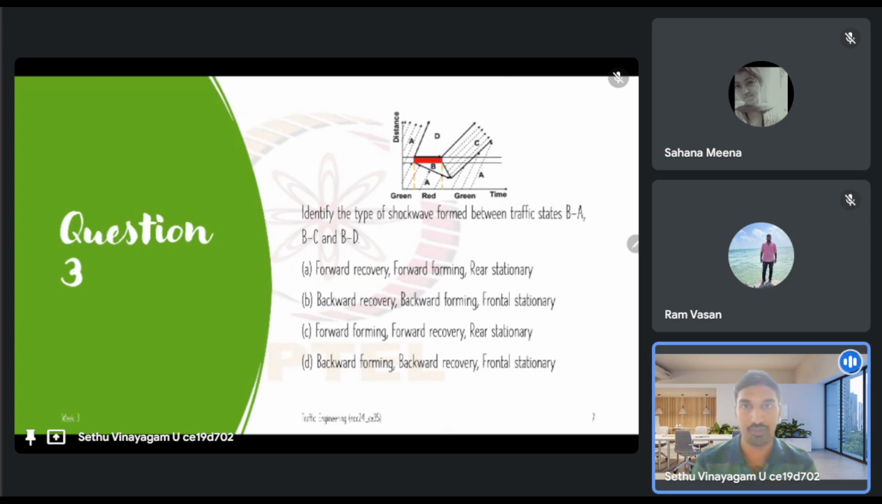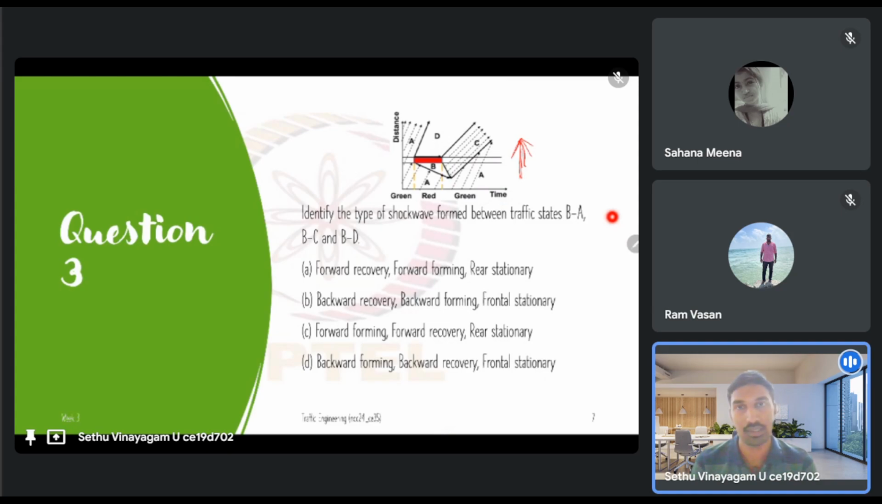So first, you have to identify whether it is forward or backward. That depends on in which direction the traffic state is propagating. Is it in the direction of the traffic flow or against it, right? If it is in the direction of traffic flow, it is forward, and if it is against the direction of traffic flow, it is backward. So here, what is the direction of traffic flow? It is in this direction, right? So this is our distance axis. The y-axis is the distance axis, and the traffic is flowing in this direction, right?